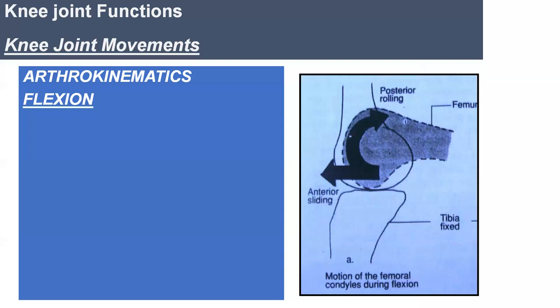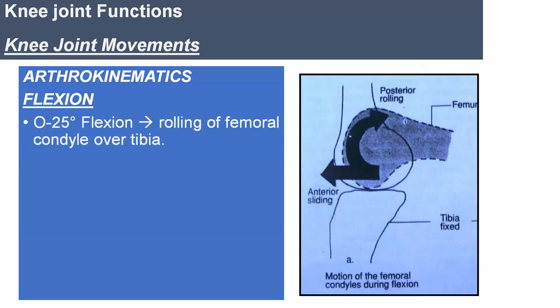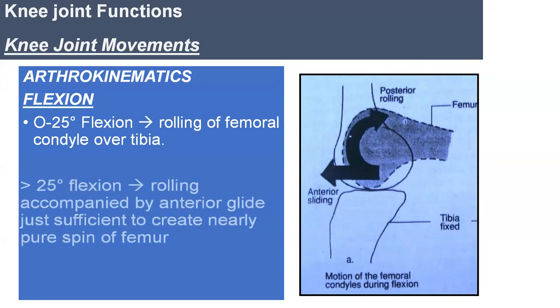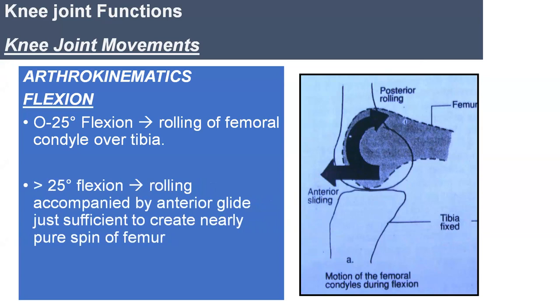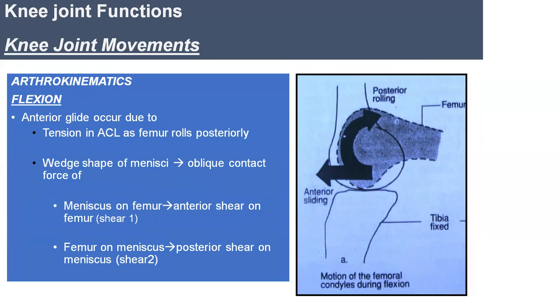So arthrokinematics of flexion: 0 to 25 degrees of flexion causes rolling of the femoral condyle over the tibia. Greater than 25 degrees of flexion causes rolling accompanied by anti-glide, just sufficient to create nearly pure spin of the femur. The anti-glide occurs due to tension in the ACL as the femur rolls posteriorly, and the wedge shape of the meniscus causes an oblique contact force of meniscus on femur, causing anterior shear on the femur, and femur on meniscus, posterior shear on the meniscus.